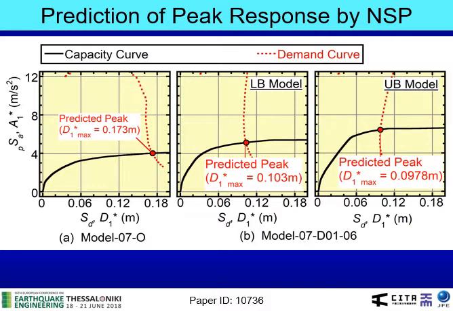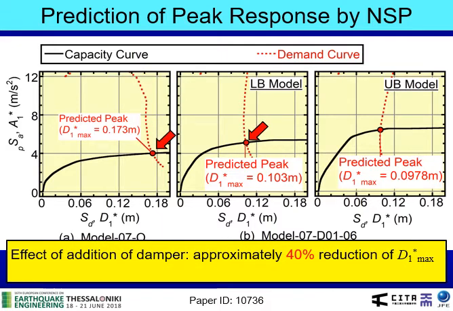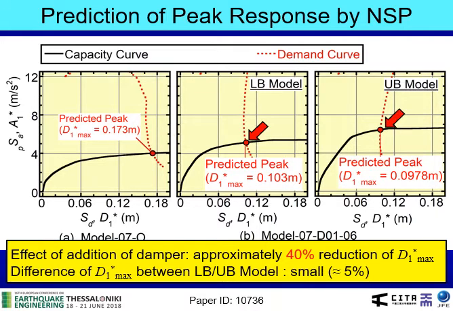This figure shows the prediction of peak equivalent displacement. As you see, the predicted peak response of model building is effectively reduced by the addition of dampers as expected. From the comparison of model 07O and model 07D0106, the reduction of equivalent displacement is approximately 40% by addition of dampers. This figure also shows that the difference of equivalent displacement between lower bound model and upper bound model is small, although the equivalent acceleration of upper bound model is notably larger than lower bound model.